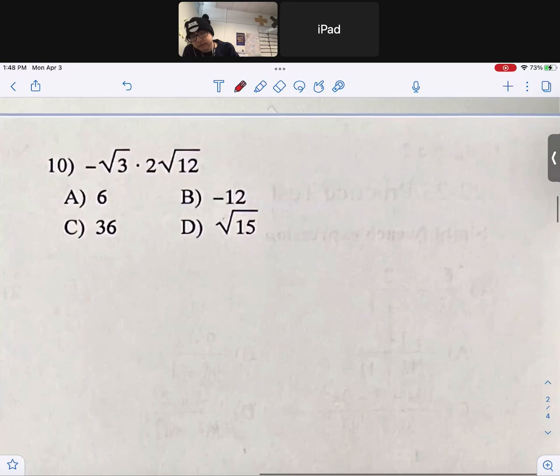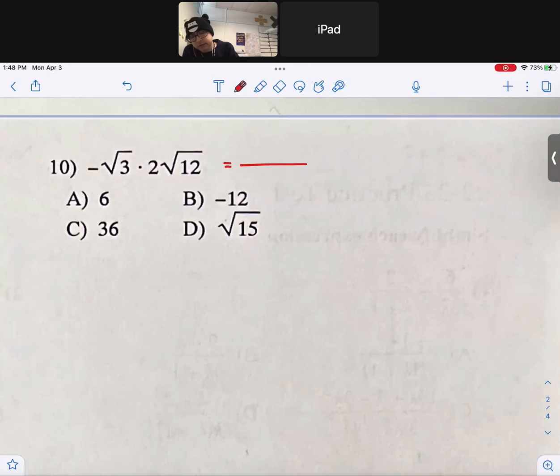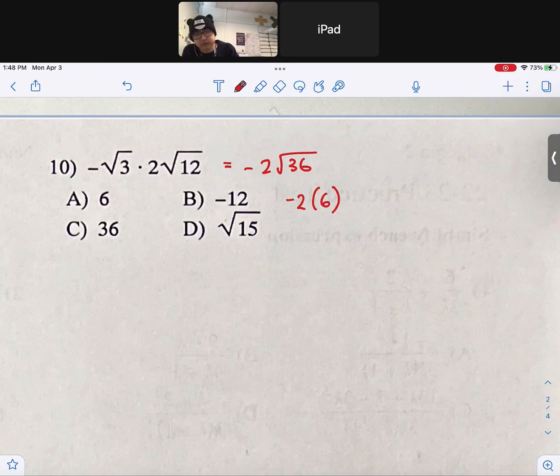Number 10, same deal. Outside times outside, inside times inside. So 2 times negative 1 is negative 2. 3 times 12 is 36. Now, if you notice, isn't rad 36, you guys, a perfect square? And isn't that 6, right?